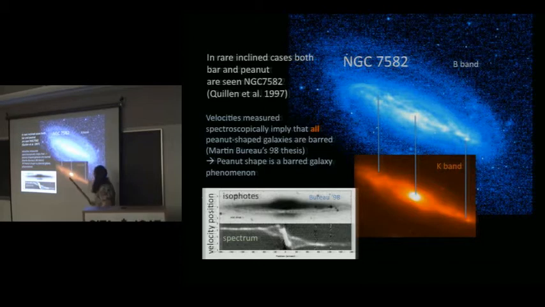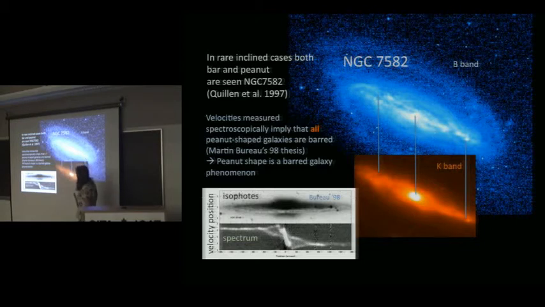So I mentioned before, in rare inclined cases, you can actually see both. So this is the spiral galaxy, and this is an optical band. And we discovered this one in the near-infrared survey. You couldn't actually tell from the optical data that it was peanut-shaped. We only saw this square-shaped bulge appear in the near-infrared data because of all the dust in this galaxy.